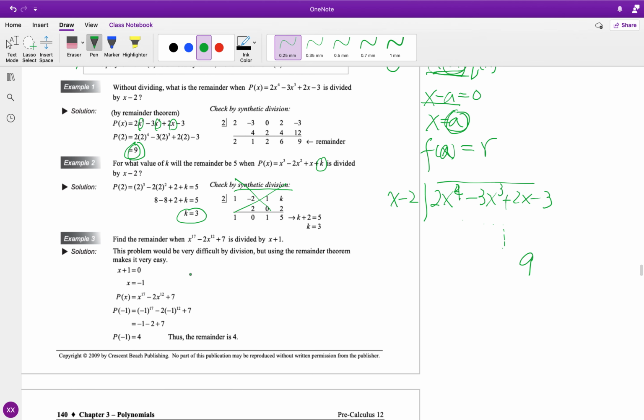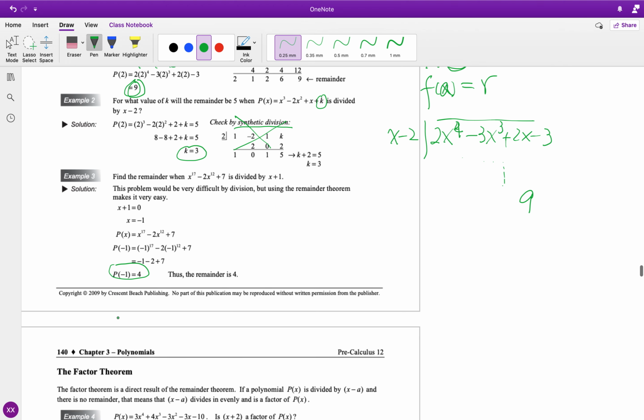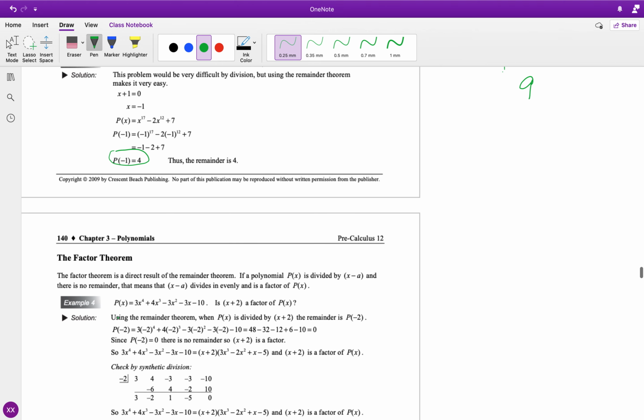Then this one says to find the remainder. And then again, to find the remainder, you just have to bring this -1 into each of these x, and then you find the remainder again and again and again. So right away, we should just get into the factor theorem.